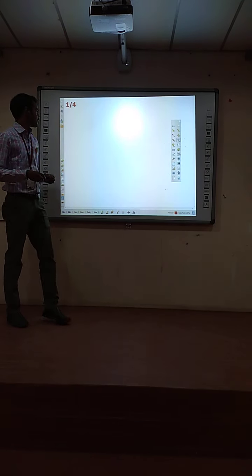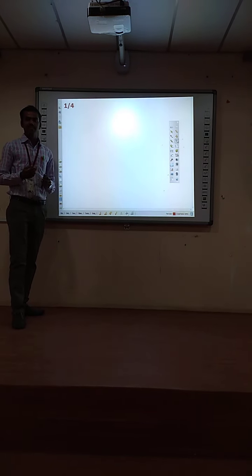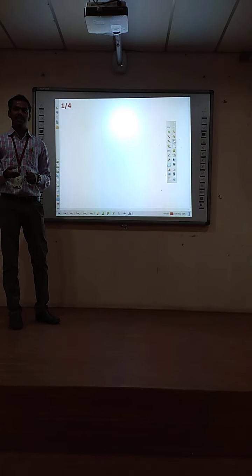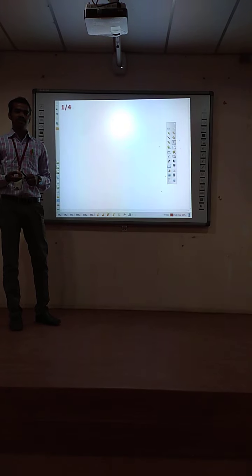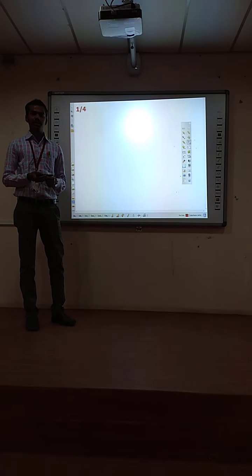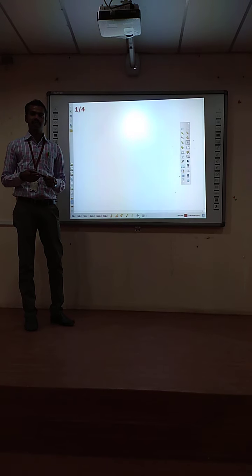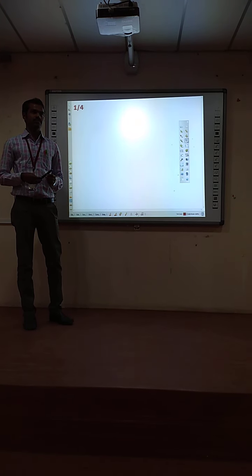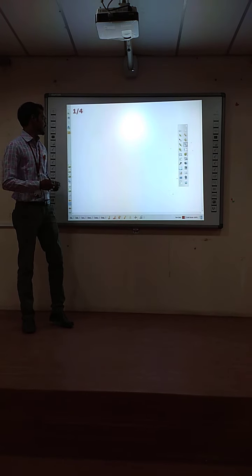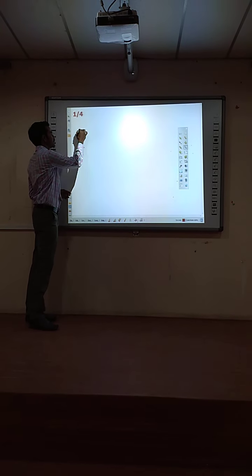So first, we classify the determinate beams and indeterminate beams. Determinate beams examples are cantilever beams and simply supported beams. Indeterminate beams examples are continuous beams, overhanged beams, and fixed beams. So first we start with fixed beams.